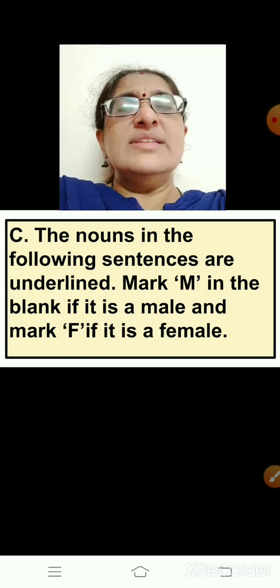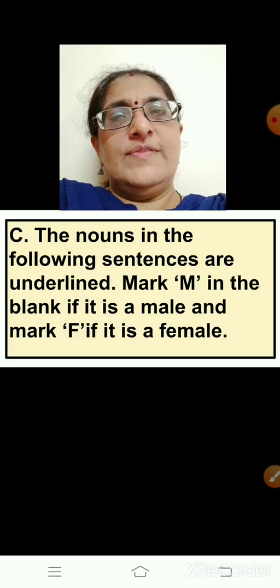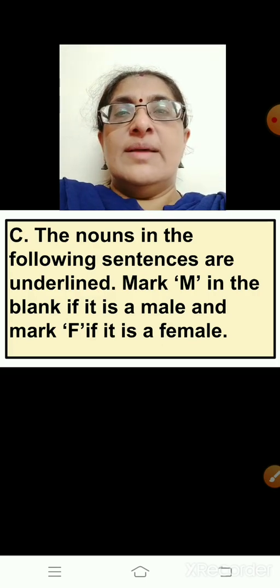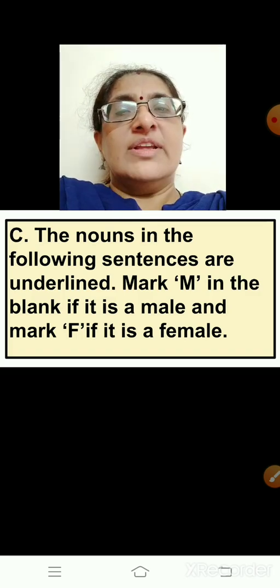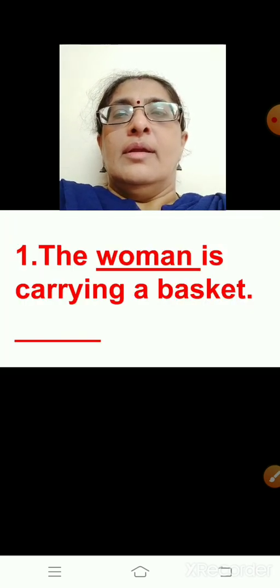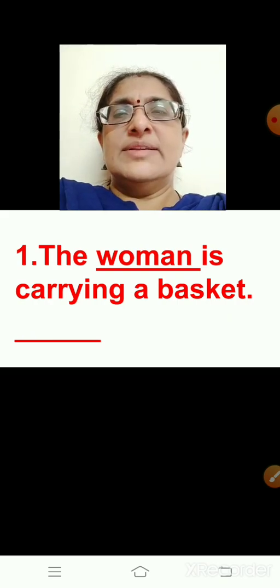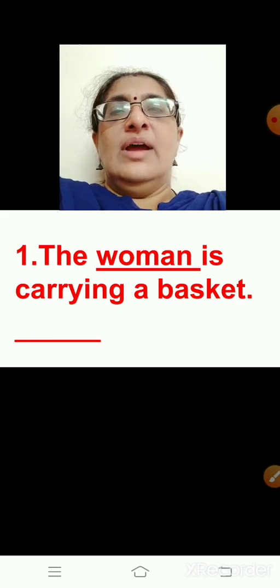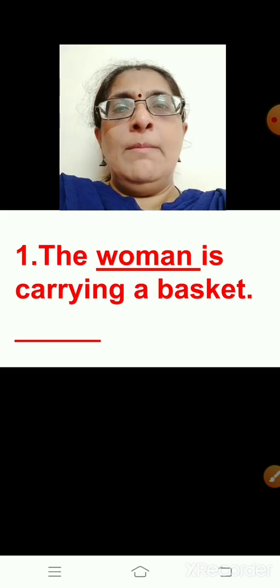The C question is, the nouns in the following sentences are underlined. Mark M in the blank if it is a male, and mark F if it is a female. Okay, if it is a female, you have to write F, and if it is a male, you have to write M. The woman is carrying a basket. First sentence. So you'll look at the underlined word, read out the underlined word, and think whether you will write M or F.